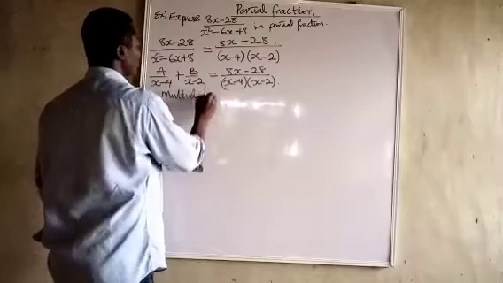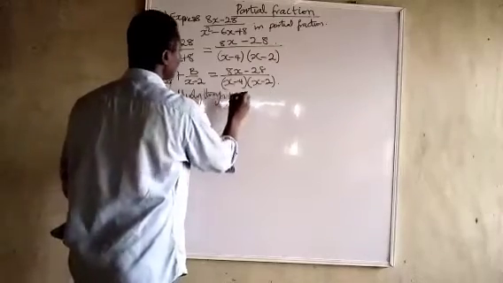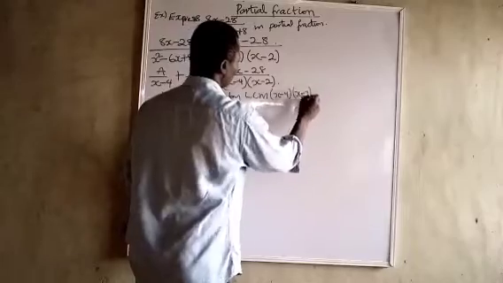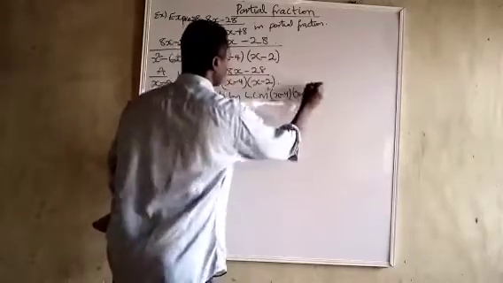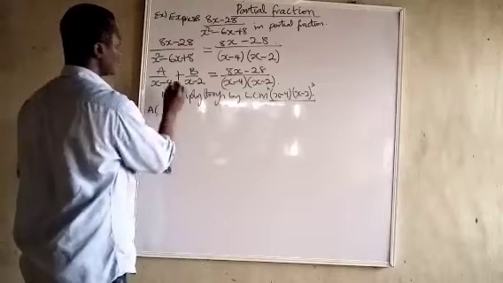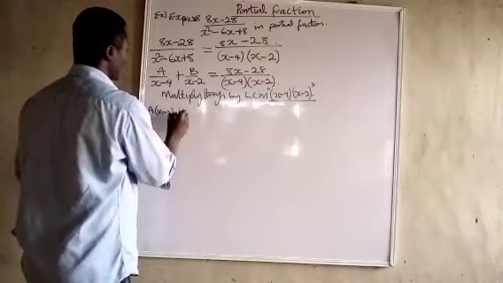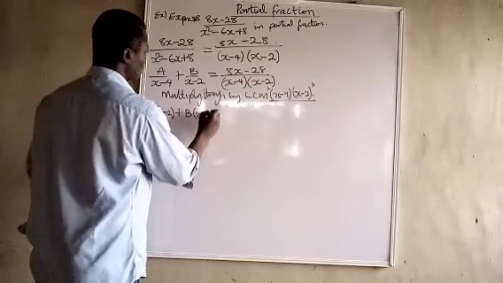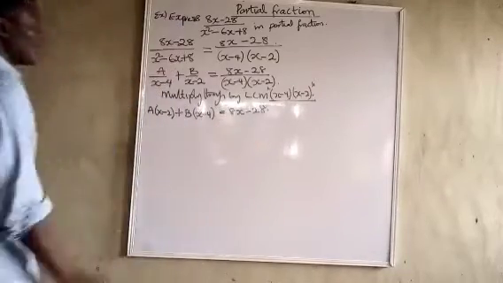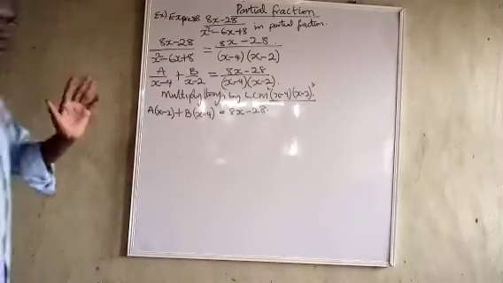Multiply through by the LCM. And what is the LCM? x minus 4, x minus 2. That is the LCM. So if we multiply through, it will be a into x minus 2 plus b into x minus 4 will give us 8x minus 28. Having it like this makes it so simple for us to handle.